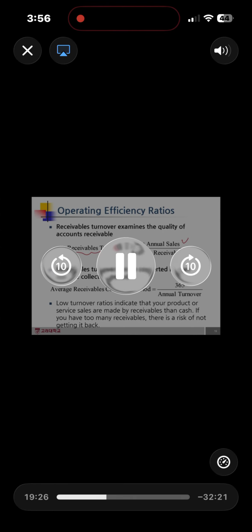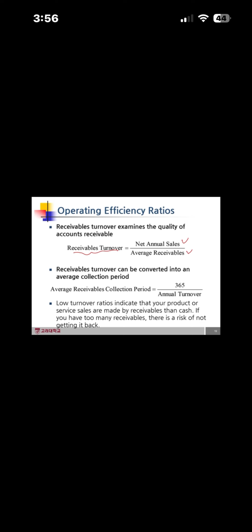The receivable turnover ratio measures the efficiency with which a company is able to collect on its receivables, or the credit it extends to customers. The collection period is 365 days divided by the annual turnover ratio. It tells you how long it takes to collect your receivables.